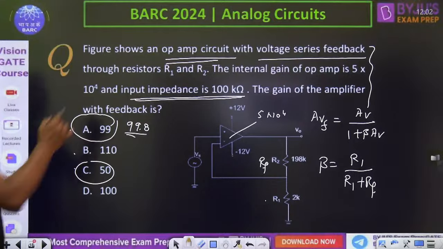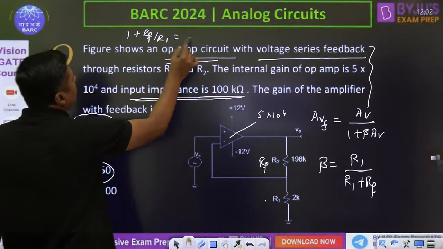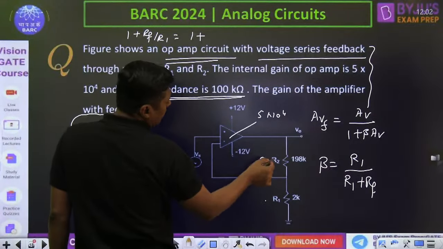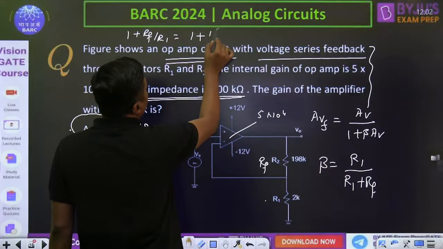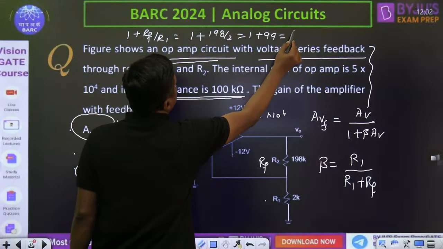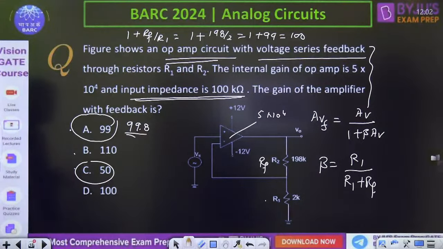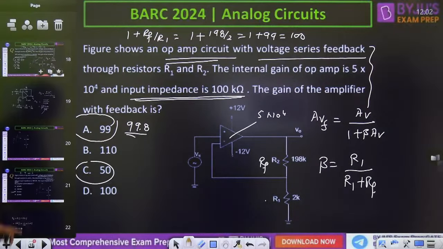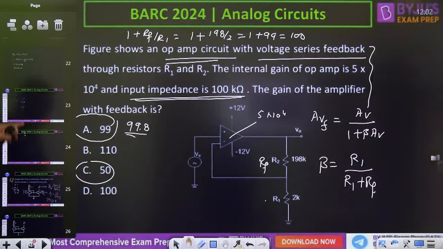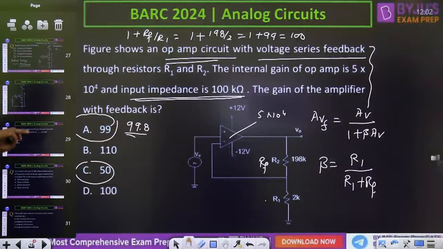क्योंकि देखो अंडर आइडियल कंडीशन व्हाट इज द गेन 1 प्लस आर एफ बाई आर वन. 1 plus RF by R1 is what? 1 plus 198 by 2. That is the 1 plus 99. So what is the exact answer? 100. तो इसी से बना लेते फिर तो ये आ जाता है. ये अप्रोक्सीमेटेड आंसर है. दिस इज अप्रोक्सीमेटेड आंसर. तो बेस्ट अप्रोक्सीमेशन इज लेस देन दैट अंडर प्रैक्टिकल कंडीशन.